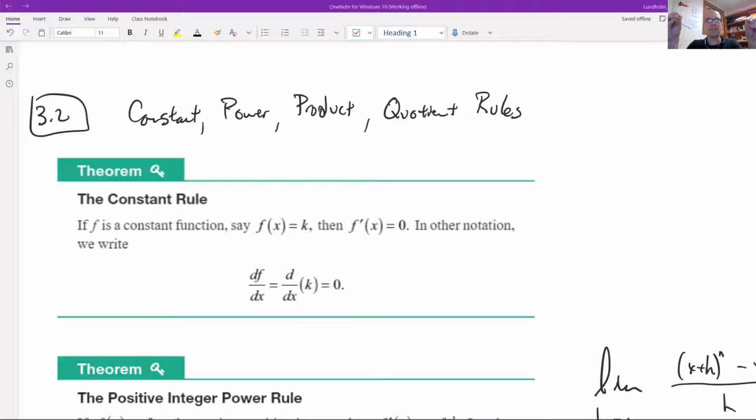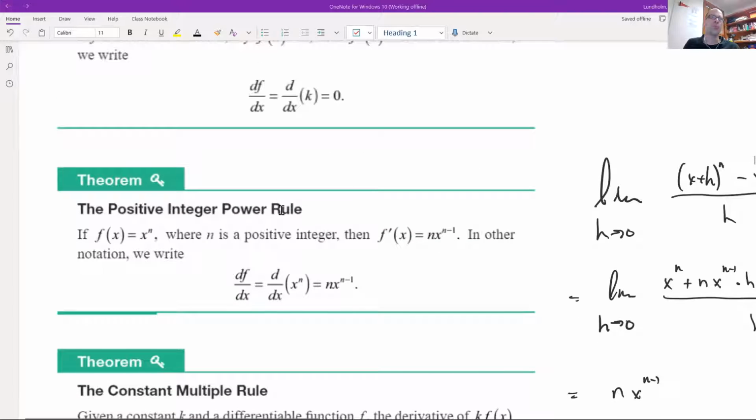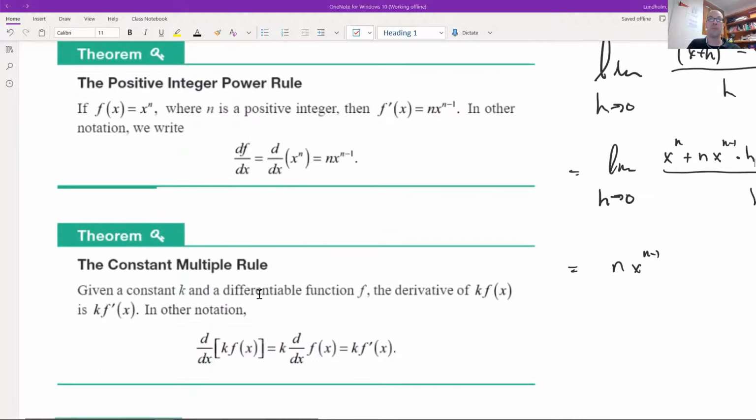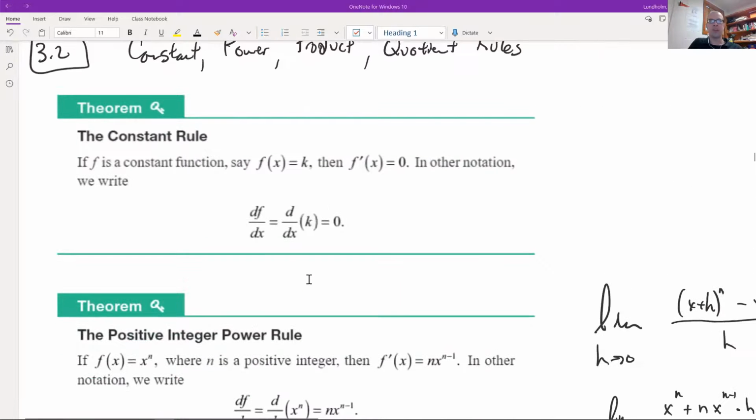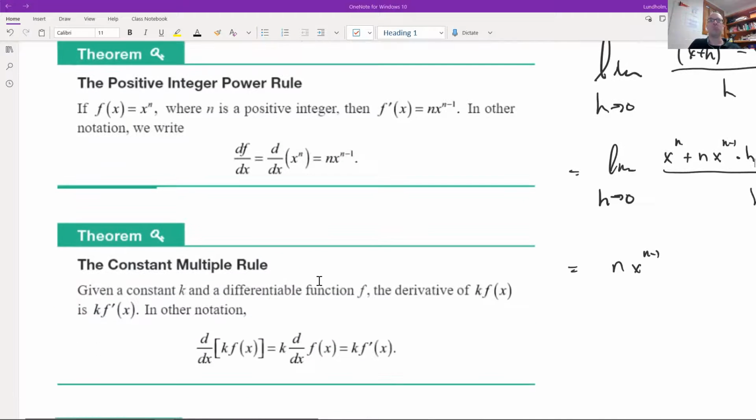But where we left things off during the last class was we talked about differentiable functions in 3.1. And then we wanted to increase the number of functions that we can take the derivative of without the limit definition. And so in 3.2, we were looking at things like the constant rule, the positive integer power rule, the constant multiple rule, and then the sum and difference rules. And those four together basically give us the power to differentiate polynomials.